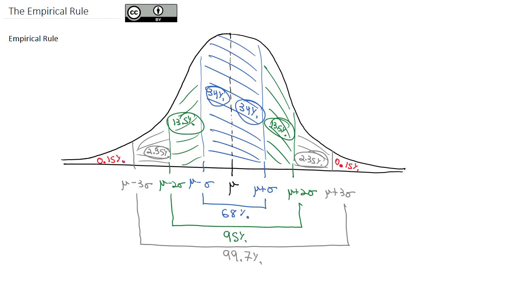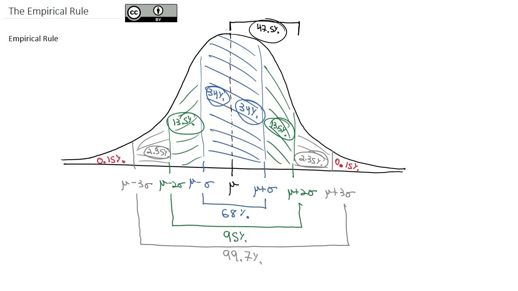Now, what's nice about the empirical rule, then, is this gives us a way to figure out how many values are between certain points, certain number of standard deviations. For example, if I wanted to be between 0 standard deviations and 2 standard deviations above the mean, I could add those sections together. 34 plus 13.5% tells us that 47.5% of my values should be between the mean and 2 standard deviations above the mean.